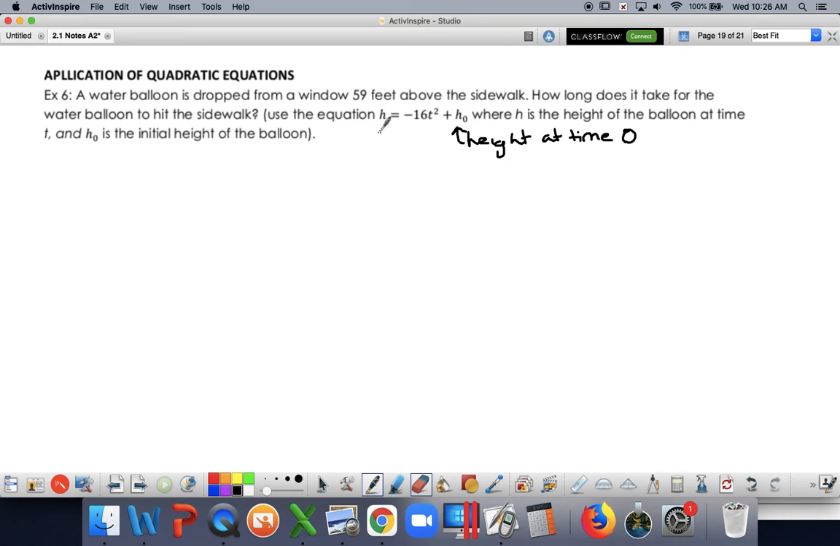subscript there confuse you. The negative 16 is actually gravity pushing down on the balloon. Whereas the h itself is going to be the height at the end. So after I've already dropped the balloon, it will have no height. It will be on the ground. So my h is equal to 0, and my initial height they gave to me was 59 feet. So I want to figure out how much time this balloon is going to be in the air.